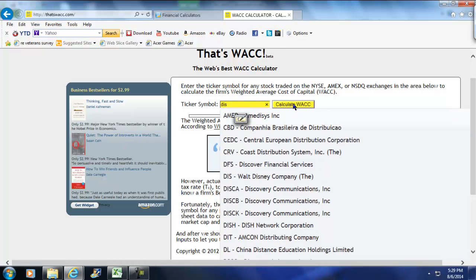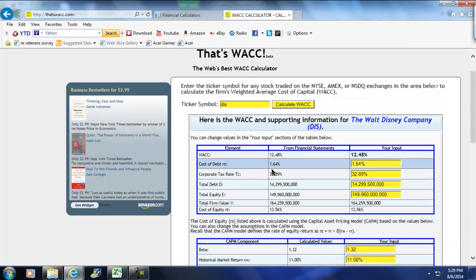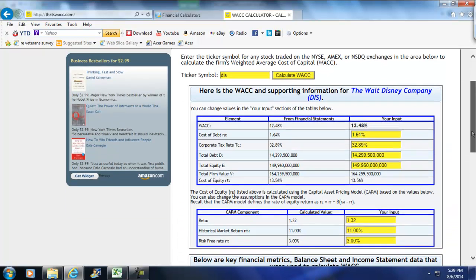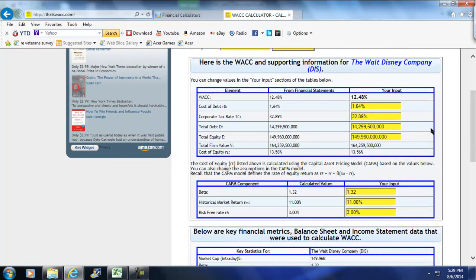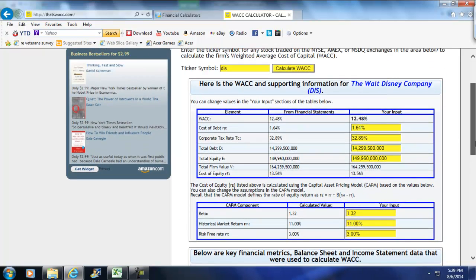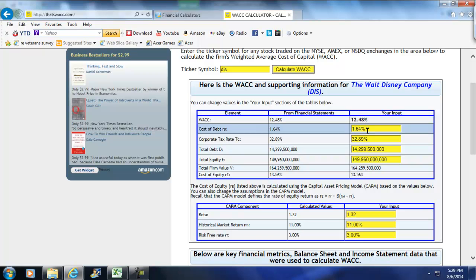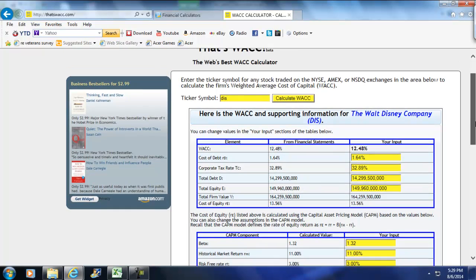and I'm going to calculate weighted average cost of capital for Disney. And you can take a look. Here's according to what this website, now I calculate these myself, but I'm just going to use the website. You can see it's 12.5%, close to between 12.5 and 13% to the cost to run Disney.